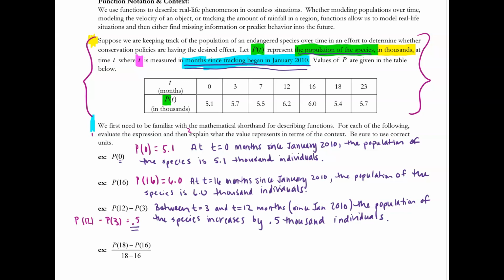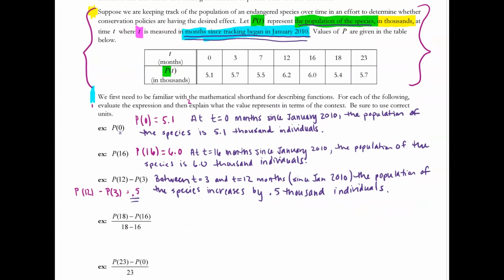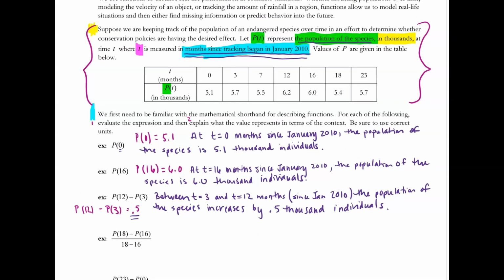And if you're thinking like, hey, isn't that just 500? Sure, you can write that instead of 0.5 thousand. I usually stay away from it. I like to use the original units, and it's just easier. You're less likely to make a mistake.